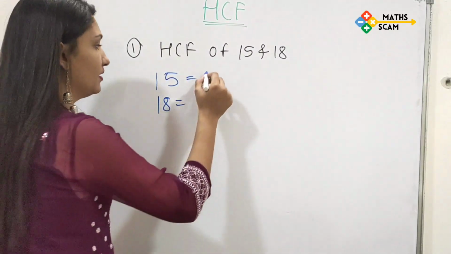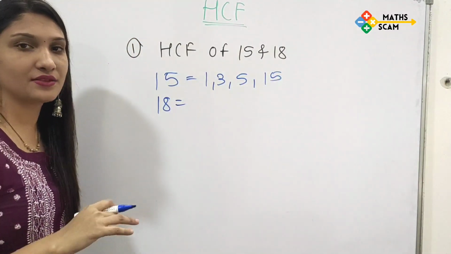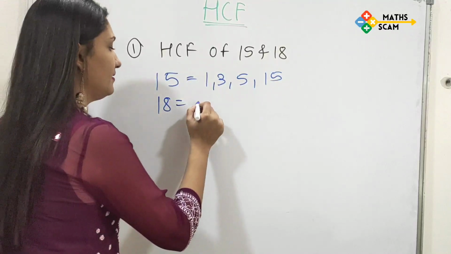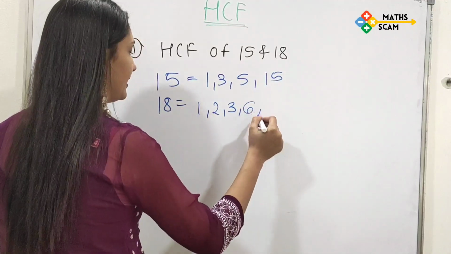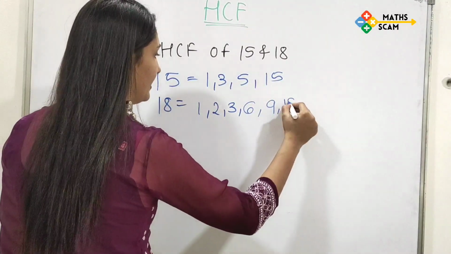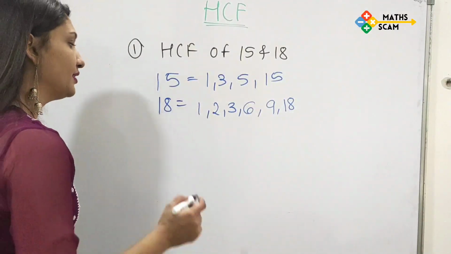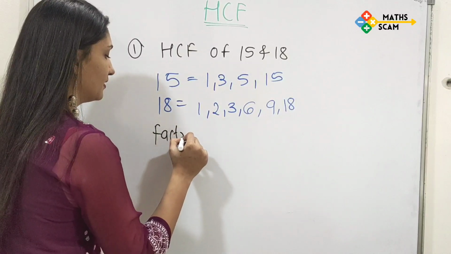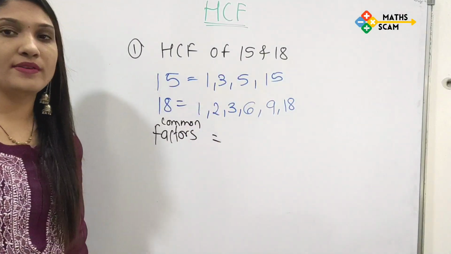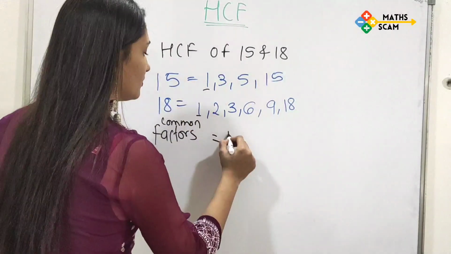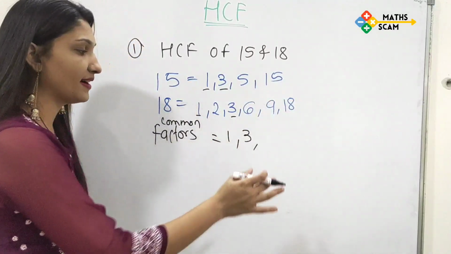So the factors of 15 are 1, 3, 5 and 15. In the last part we have seen how to find factors. For 18: 1, 2, 3, 4 no, 5 no, 6 3s are 18, then 9 2s are 18, and then 18. So the factors of 18 are 1, 2, 3, 6, 9, 18. Then we need to find the common factors. Which are the common factors in both the numbers? 1, so write 1, then 3, then no. So the common factors are 1 and 3.